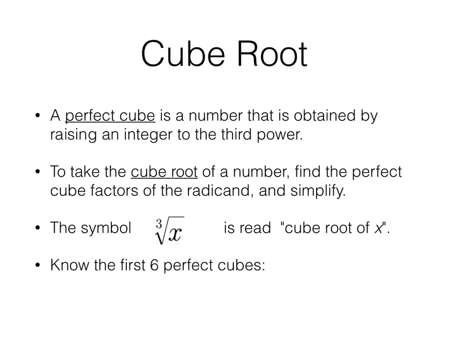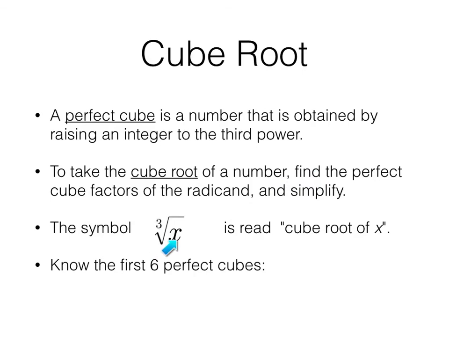These cube roots. A perfect cube, first of all, is a number that's obtained by raising an integer to the 3rd power. So we'll talk about the first 6 perfect cubes in just a second, but it's raising a number to the 3rd power. In other words, cubing it. To take the cube root of a number, you're going to find the perfect cube factors, just like we found the perfect square factors when we're taking square roots, and we're going to simplify.